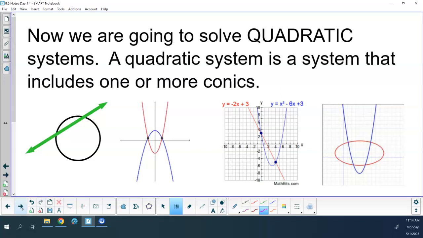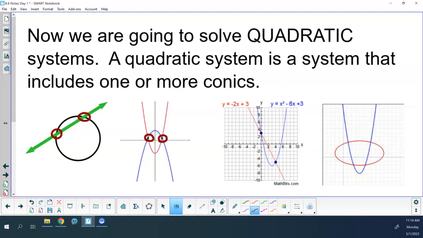Same type of process. You're looking for the points of intersection. So if it's a line and a circle, it could intersect in 2 spots. It could intersect in 1 spot. It could not intersect at all. If you're dealing with a parabola and a parabola, it could intersect in 1 spot, 2 spots, or no spots. Could intersect in 4 spots.